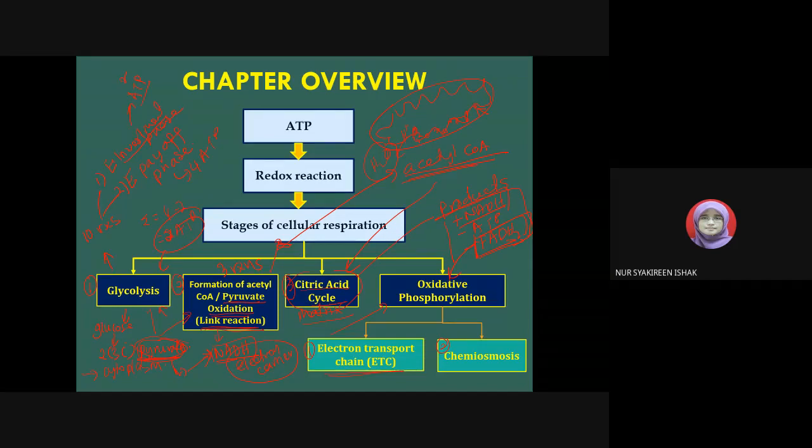Okay, and then where is the source of these electrons? The source of these electrons are from the NADH and also FADH2 molecules that are produced during glycolysis, during the link reaction, and also during the citric acid cycle. These are important electron carriers that will donate their electrons to the electron transport chain along the cristae.